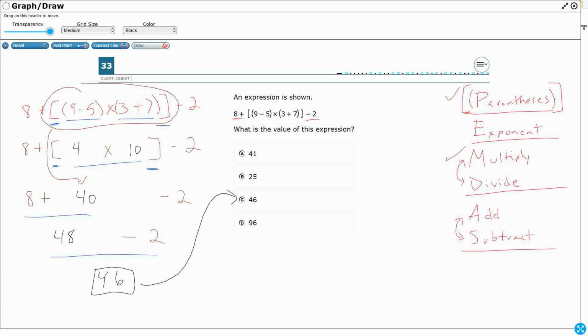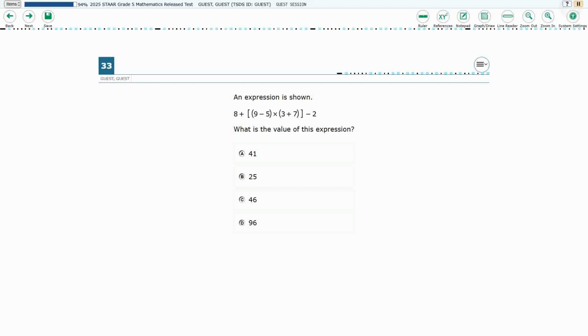Now, you see all these incorrect answers. Those are choices you can make if we make mistakes along the way. But we've narrowed it down here. We've used our PEMDAS, and our answer is C.